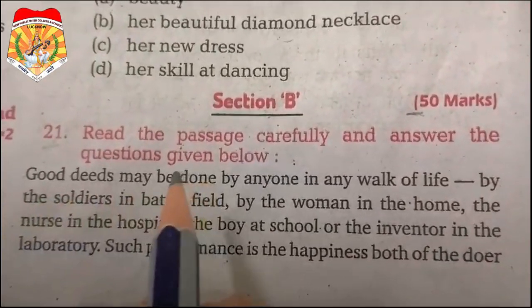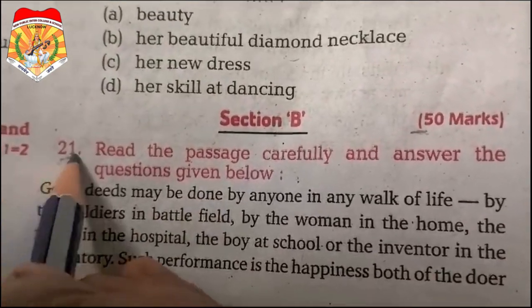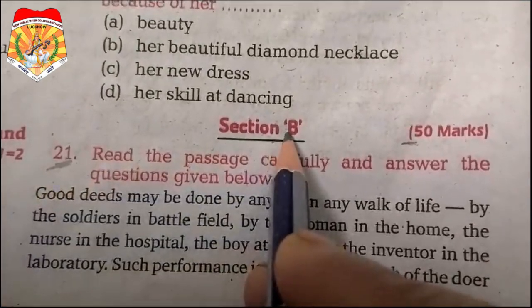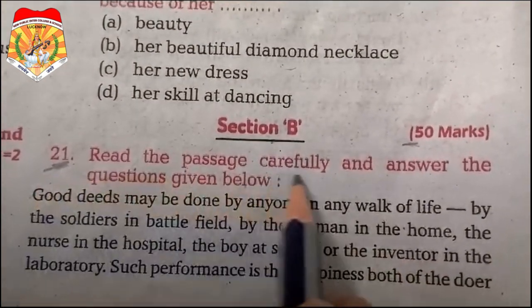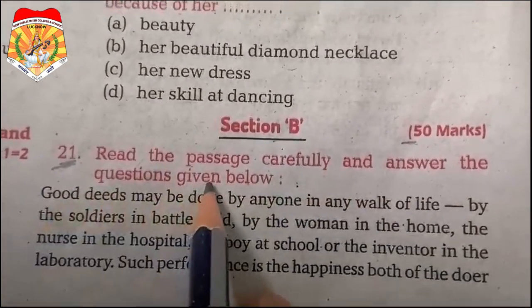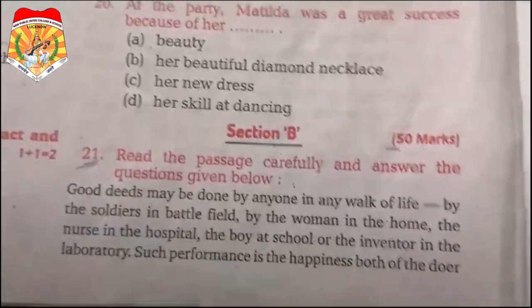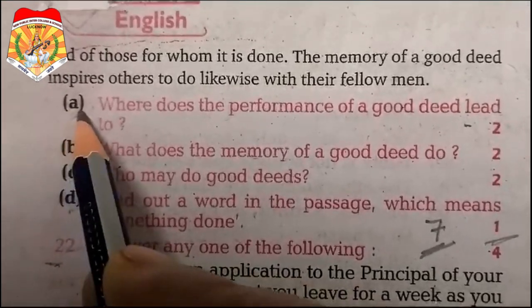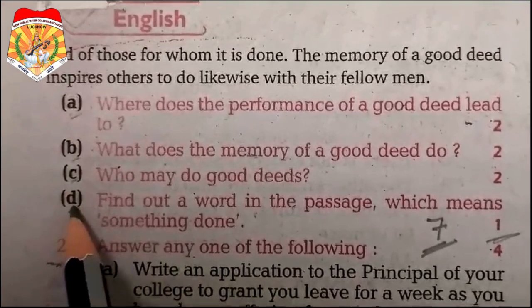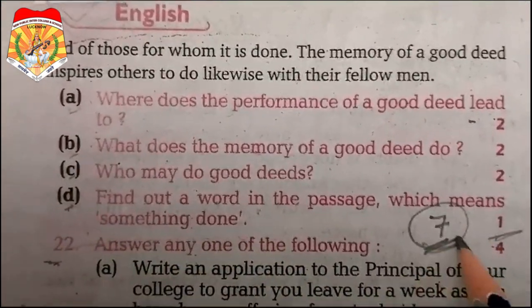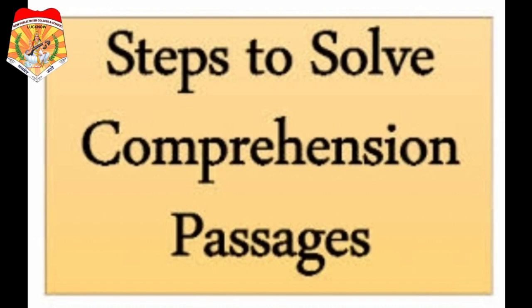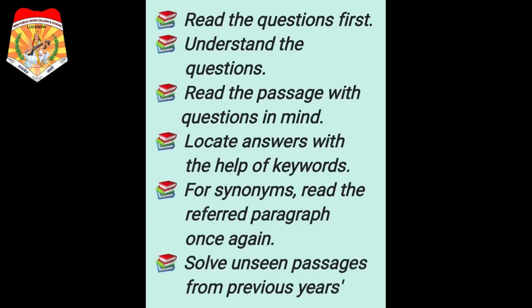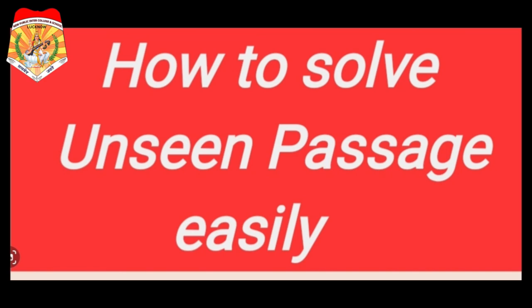As you are seeing, this is your question paper. It has question number 21 in section B. That is, read the passage carefully and answer the questions given below. And this passage has 4 questions. Question A, B, C and D, which are of 7 marks. And if you keep some important things in mind while solving the passage, you can easily get 7 out of 7. So, let's learn how to solve the unseen passage.